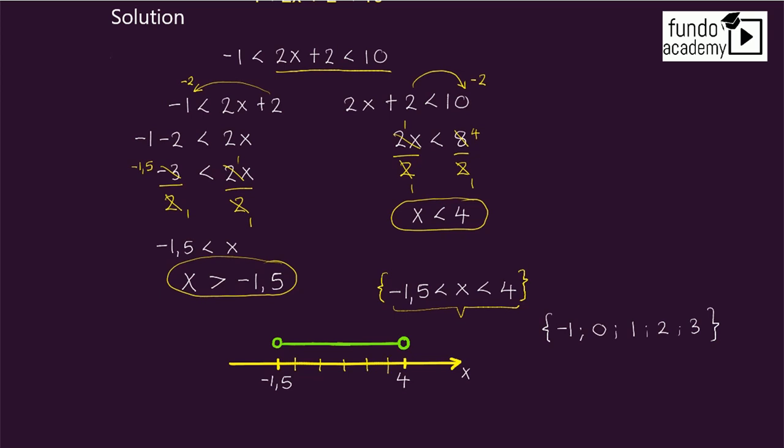Remember, 4 is not being included, though it's an integer. It's not included in our solution set, and -1.5 is not an integer at all, so it's also not being included in our solution set. So what we now have here is the solution, the integer values within the range. So that is the solution. That is how we can solve these simultaneous inequalities, and I'll be giving you more problems to work out.